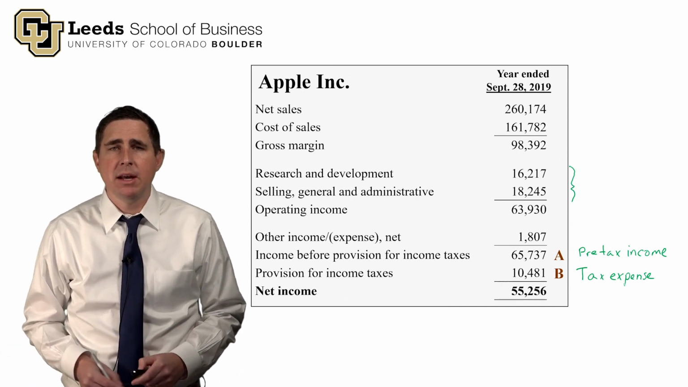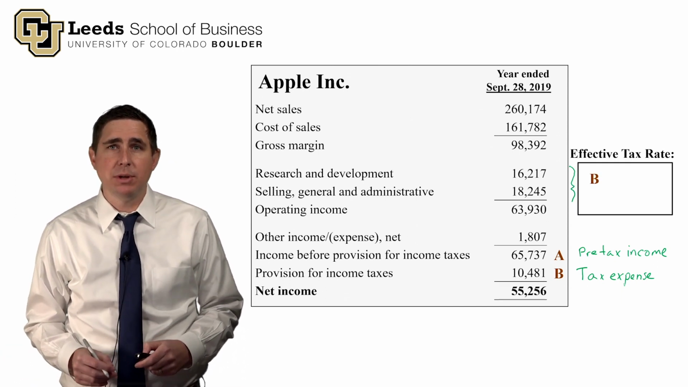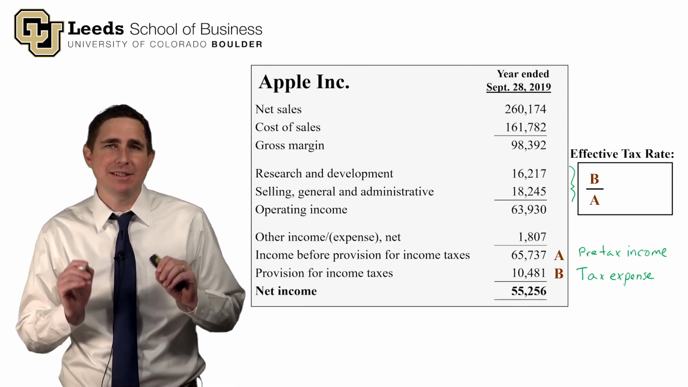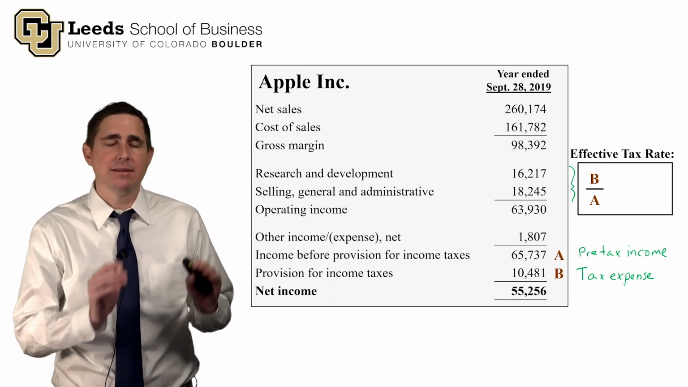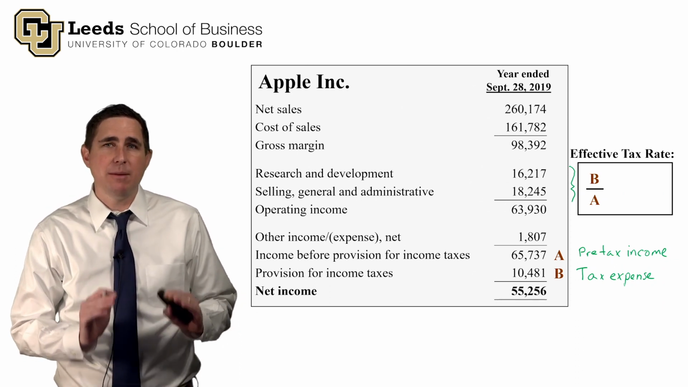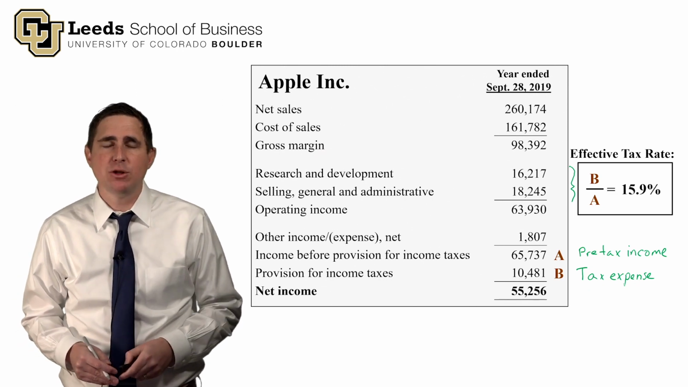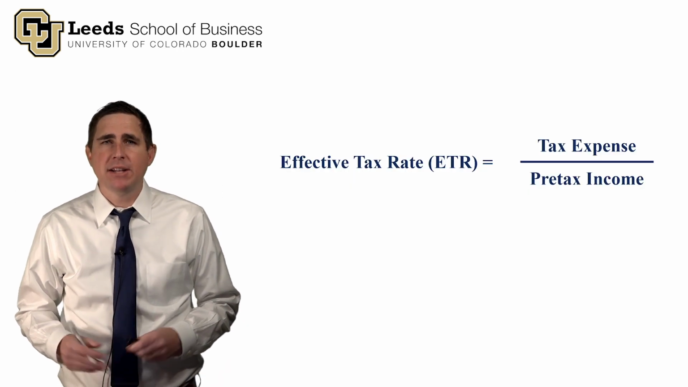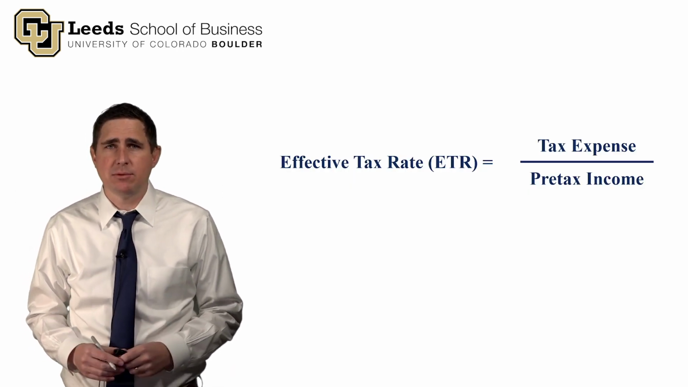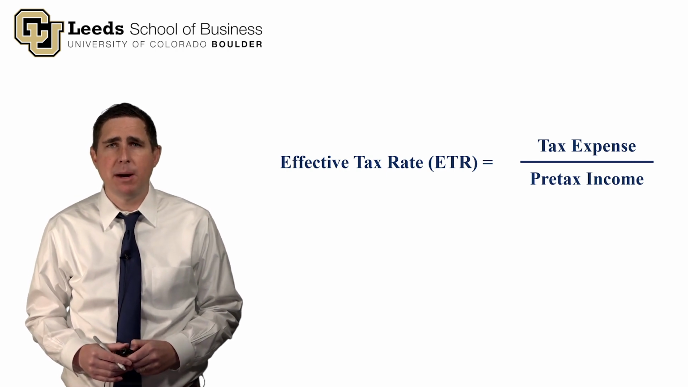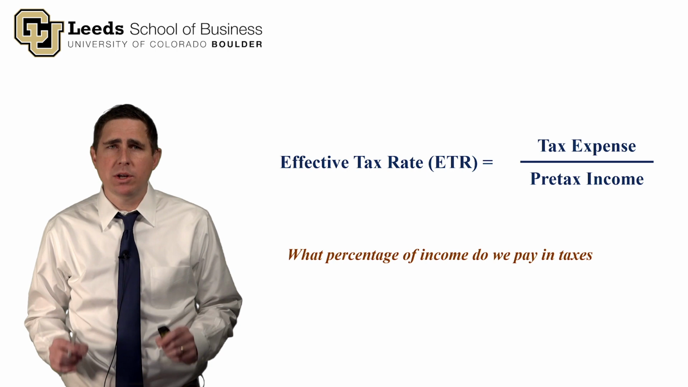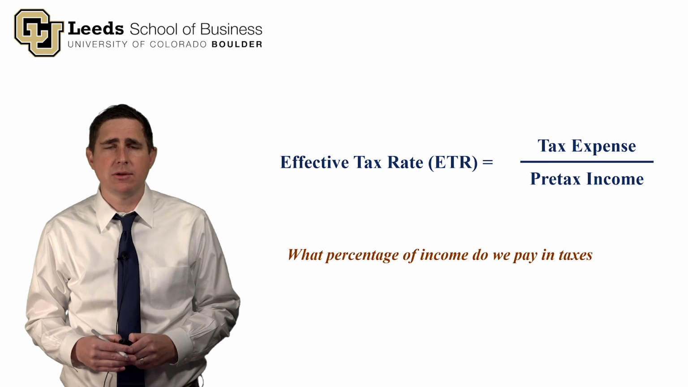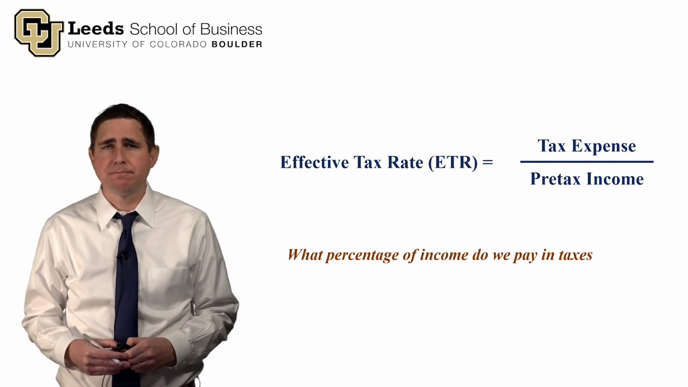Okay, A and B. The effective tax rate is computed as B over A. So tax expense divided by pre-tax income. What was the cost of taxes to the company divided by how much did they make before having to pay taxes? And so if you compute the effective tax rate for Apple Computer, it's 15.9%. And so the definition of this rate, the effective tax rate, or ETR, is tax expense divided by pre-tax income. And it answers the question, what percentage of income do we have to pay in taxes? Okay, that's the question that it answers for users of the financial statements.